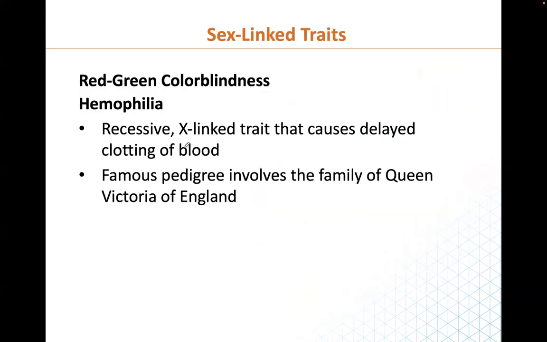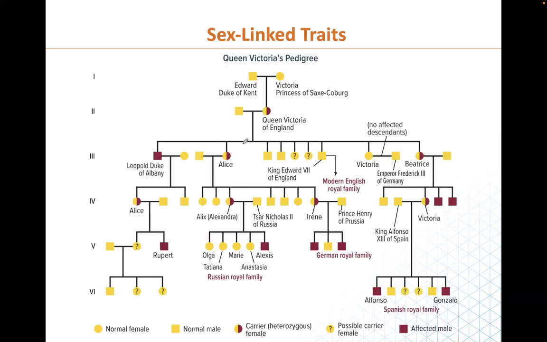Another one is hemophilia. Hemophilia is a disease where the blood refuses to clot on time. This can cause a problem, and can cause people to lose their life, bleeding to death. There is a sex-linked trait here in the Queen Victoria pedigree. You can study this yourself.